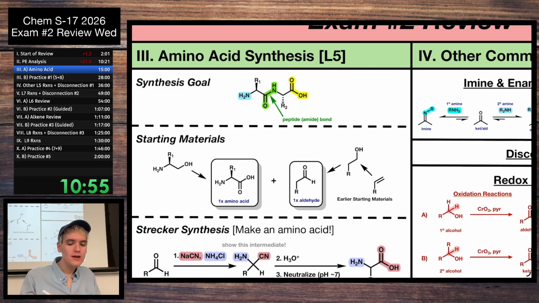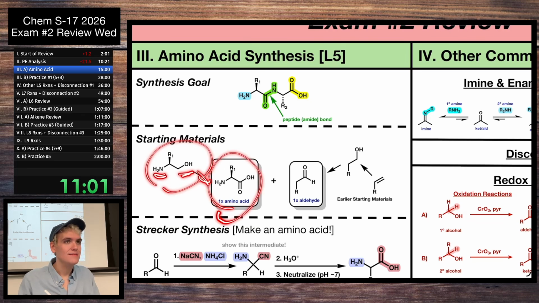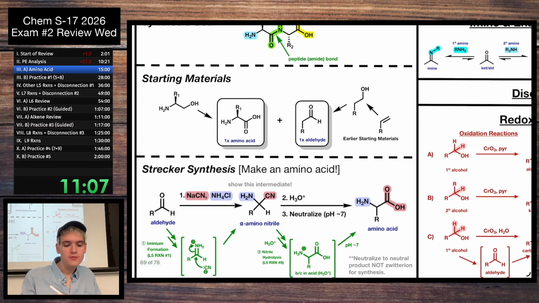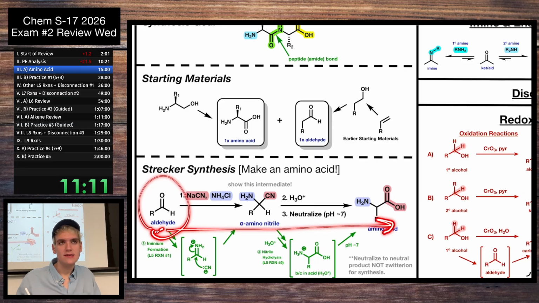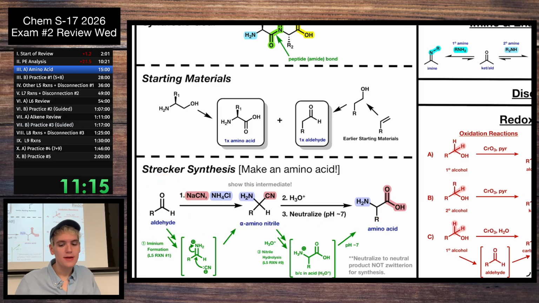One way is, what if we didn't give you an amino acid? What if we gave you an amine and an alcohol? Then you would have to oxidize it, and then it's a carboxylic acid, so now it's an amino acid. The other way is, you know how to build an amino acid from scratch using the Strecker amino acid synthesis. This is a 3-step, and it's also fully fair game for mechanism too. In the past, we've just had the mechanism question be the Strecker amino acid synthesis from start to finish.